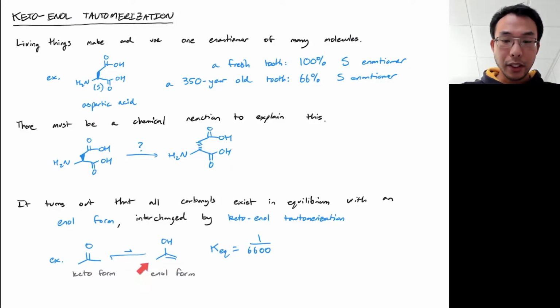This tautomerization generally should favor the carbonyl, and we explain that by saying that the carbon-oxygen double bond is much stronger than a carbon-carbon double bond. And so, for example, for a molecule of acetone, the equilibrium constant is 1 to the enol, 6600 or so to the keto form.